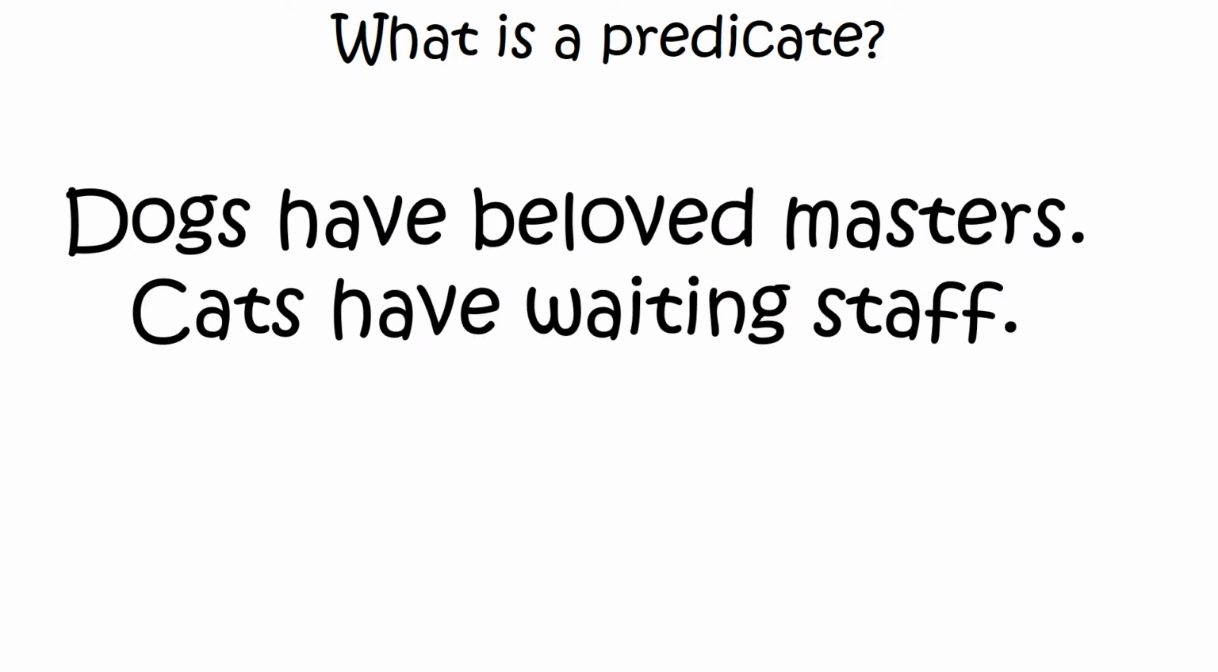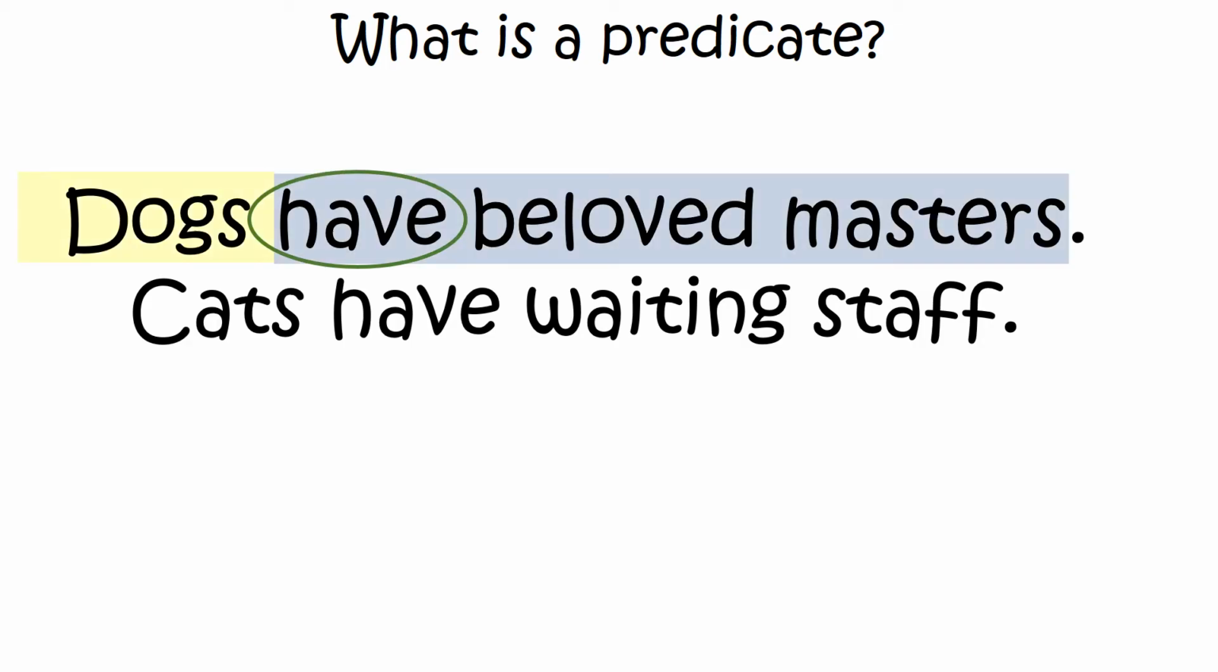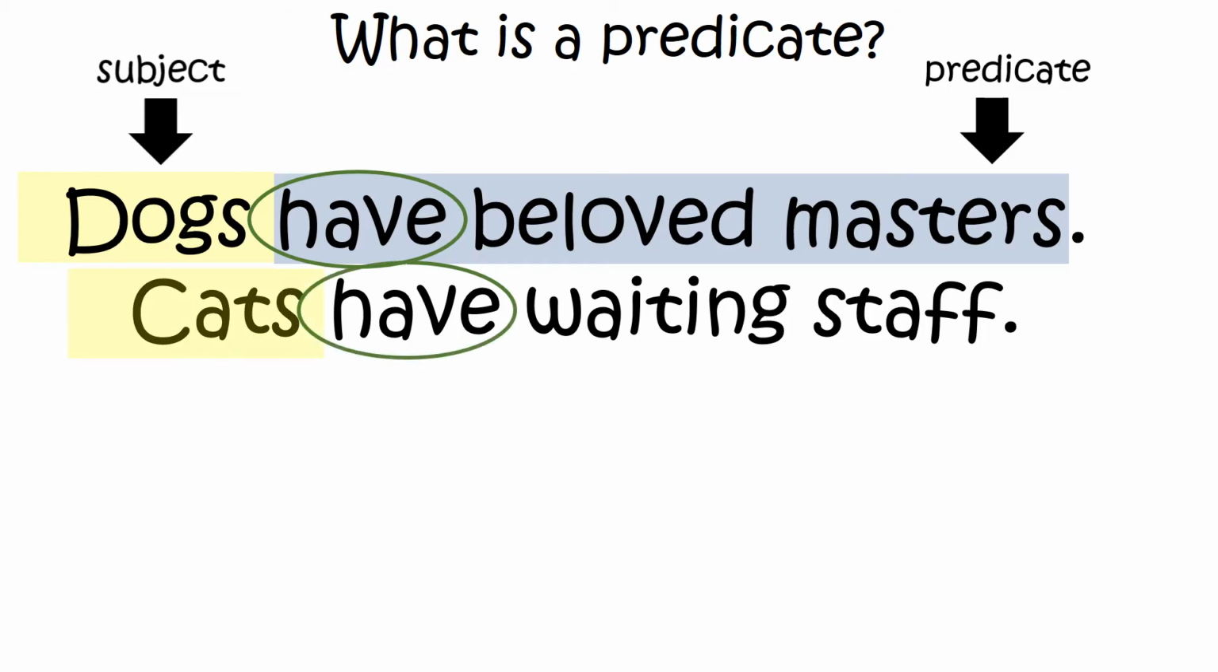Let's look at another example. This one has got two sentences in it. Well, let's start by finding the verb to help us find the subject. Well, there's the verb, there's the subject. Everything else is the predicate. Let's look at the second one. Verb, subject, predicate.